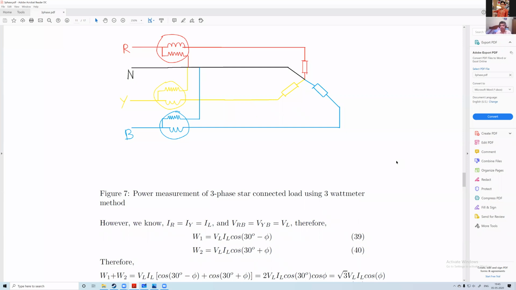So the star connection, lagging power factor, this is okay. This derivation is okay.